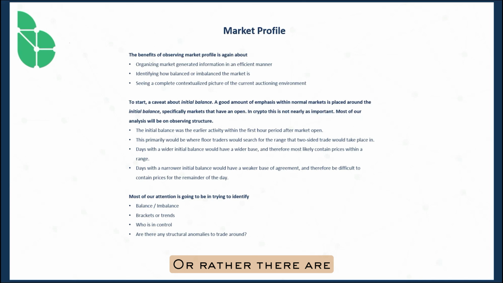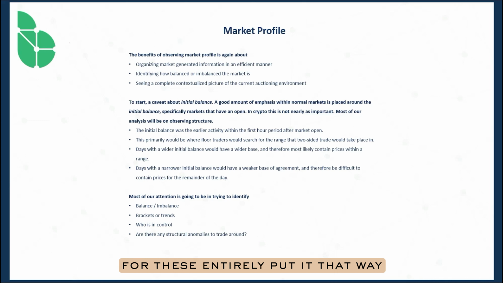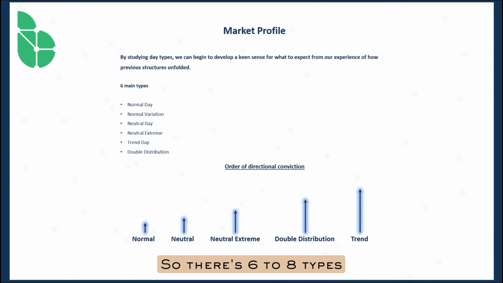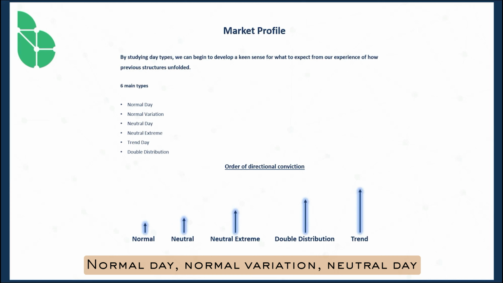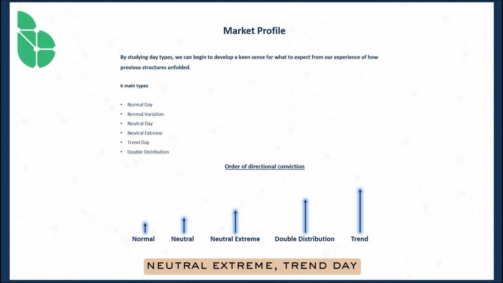Or rather, there are multiple times when there are anomalies that are similar to each other, but there's plenty of different times when it's so nuanced that it's worth having a separate video for these entirely, put it that way. So there's 6 day types: normal day, normal variation, neutral day, neutral extreme, trend day, and double distribution.